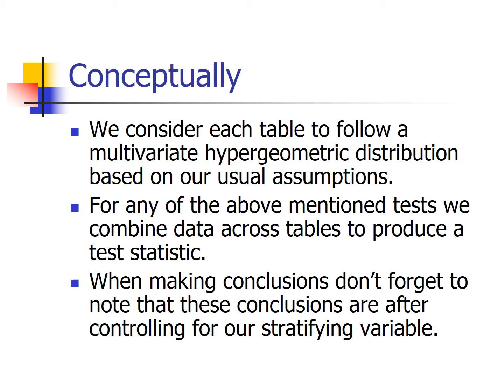Conceptually, it's this idea that we've already seen, just like with our sets of 2 by 2 tables. We consider each table to follow a multivariate hypergeometric distribution, on our usual assumptions of conditioning and null hypotheses. And for any one of those 3 situations that we mentioned, we combine data across the tables to produce an aggregate overall test statistic. Now remember, when we're making our conclusions, we don't want to forget to communicate that these conclusions are after controlling for our stratifying variable or variables.